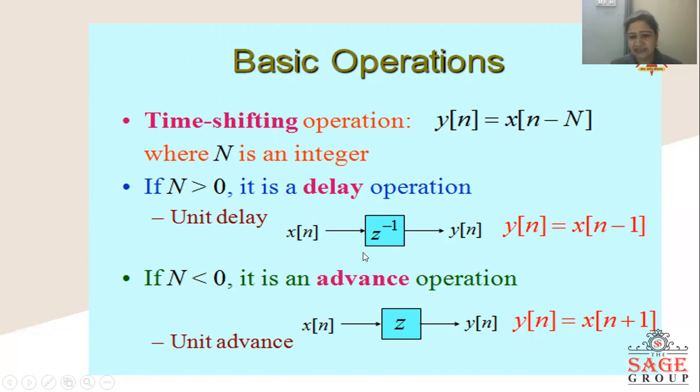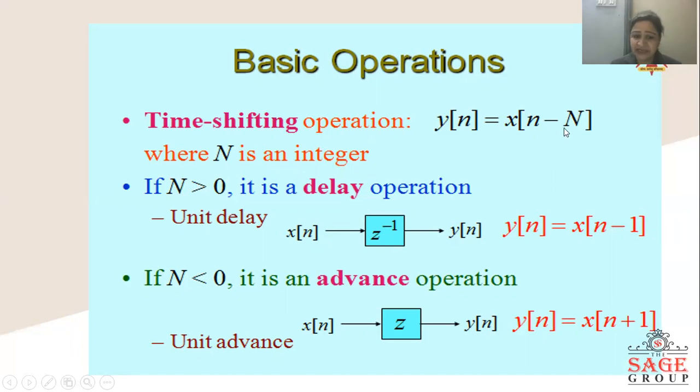And in signal processing, the delay operation is represented by a block z inverse. So x n, when given to this delay block, will give y n. So y n will be written as x n minus 1.